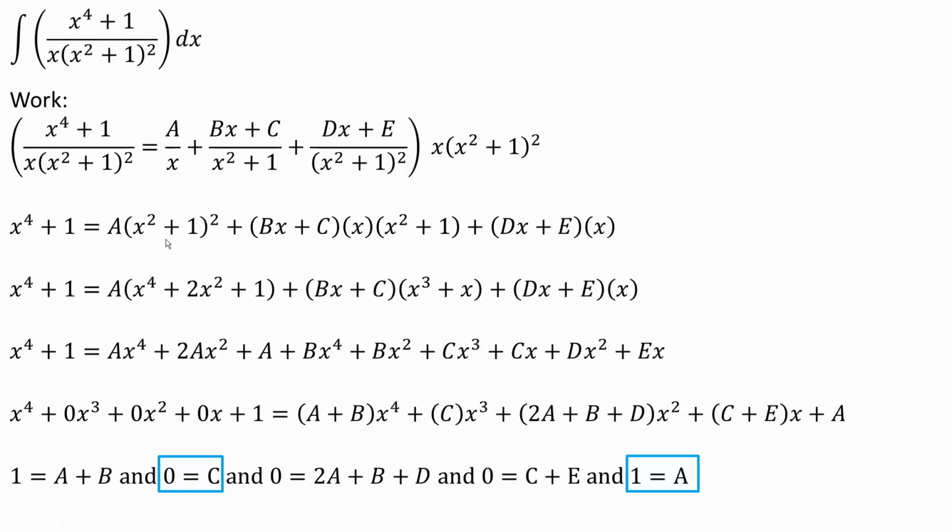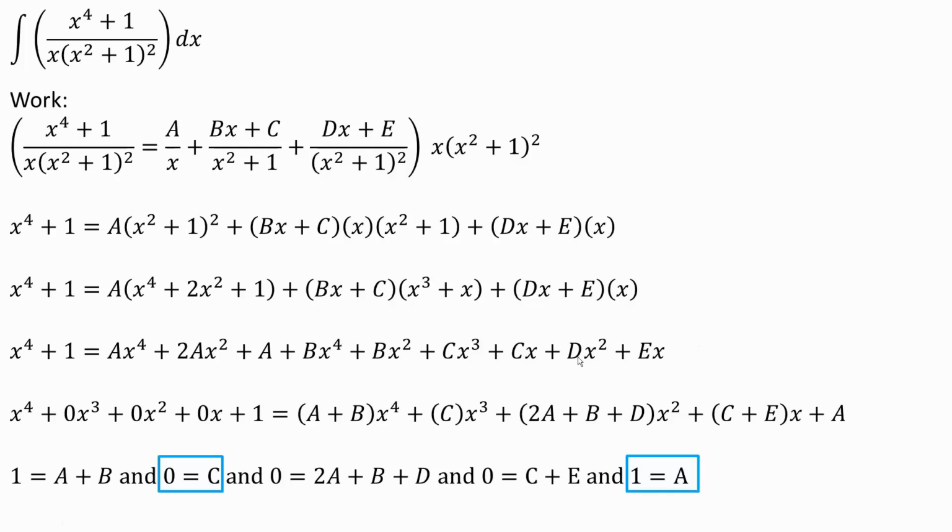And the next step would be to expand, so x squared plus 1 squared would give us x raised to the 4th plus 2x squared plus 1. Then we do this piece, so x times x squared would give us x cubed, x times 1 would give us plus x. So we would have Ax to the 4th plus 2Ax squared plus A. Then we have this piece, so plus Bx raised to the 4th plus Bx squared plus Cx cubed plus C times x, so Cx. Now we do this piece, so Dx times x is Dx squared plus E times x.